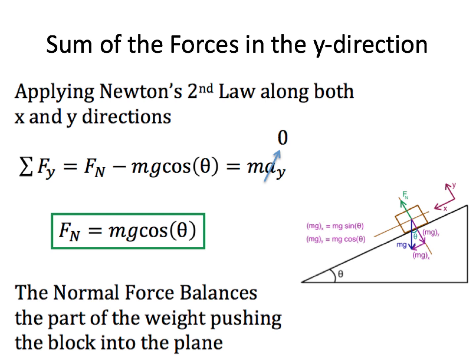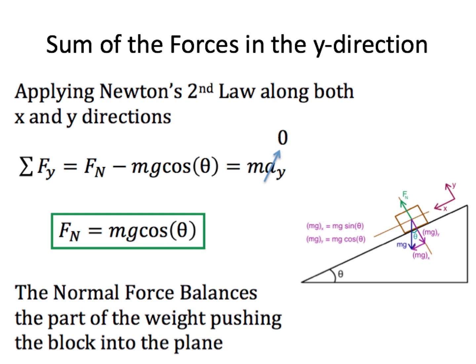And just to remind you, the normal force is balancing the part of the weight that's pushing the block into the plane. And so we already said that this mg_y, this mg cosine of theta, that's the part of the weight pushing the block into the inclined plane. That must also be the force of the normal force pushing back. And we see, indeed, that that's what it is.